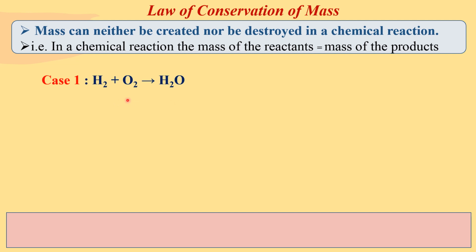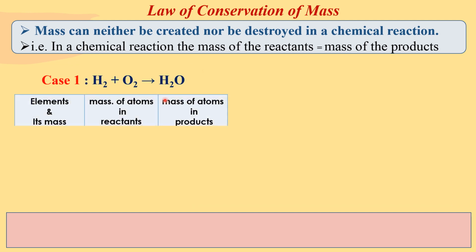Here we are going to calculate the total mass of the reactants and products for this equation. For that, we need to record the following in the table. In the first column of the table, we have elements and its mass. For the above equation, we have the elements hydrogen with atomic mass 1 and oxygen with atomic mass 16. In the second column, we need to calculate the mass of each element present in the reactant side.